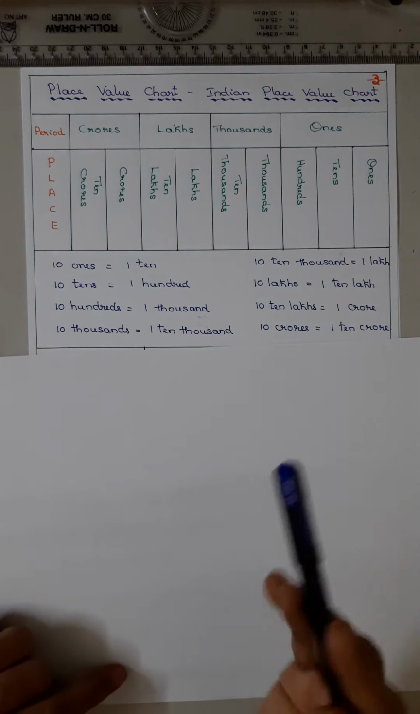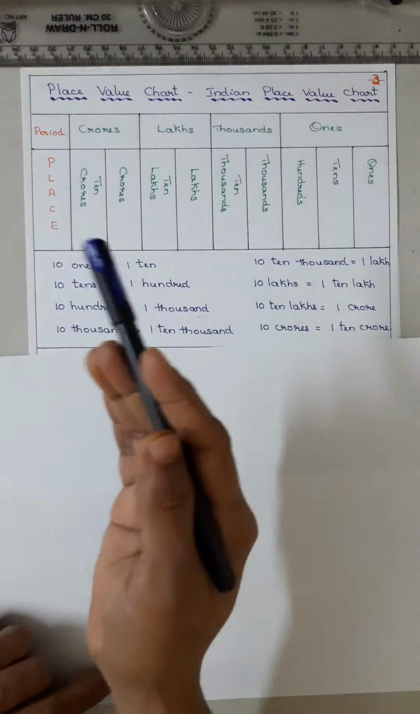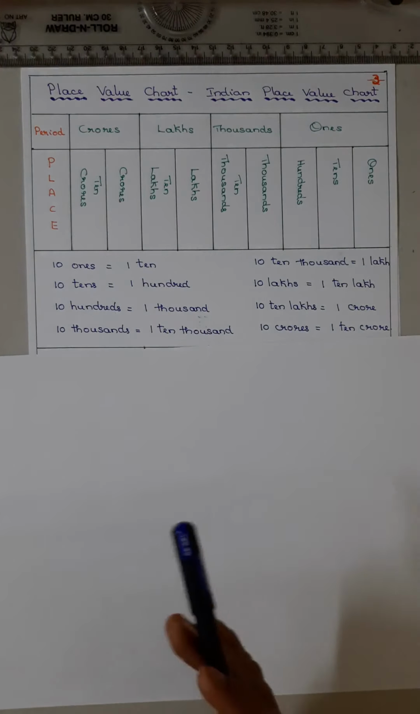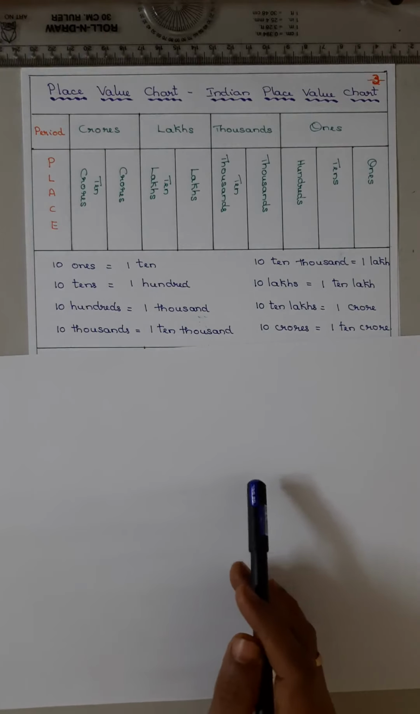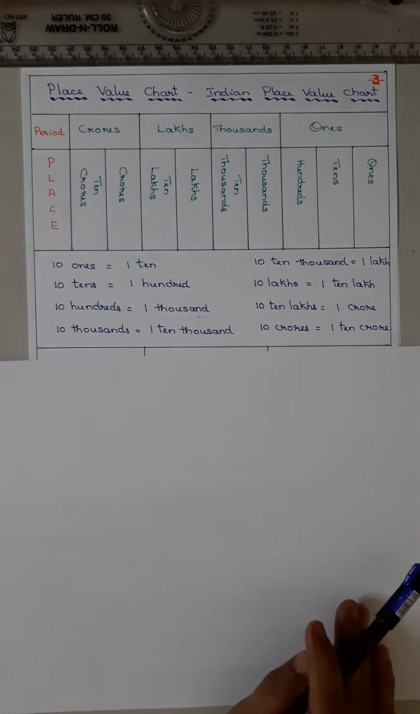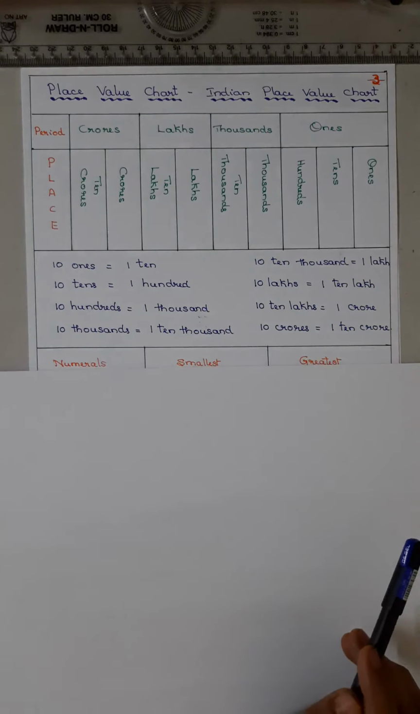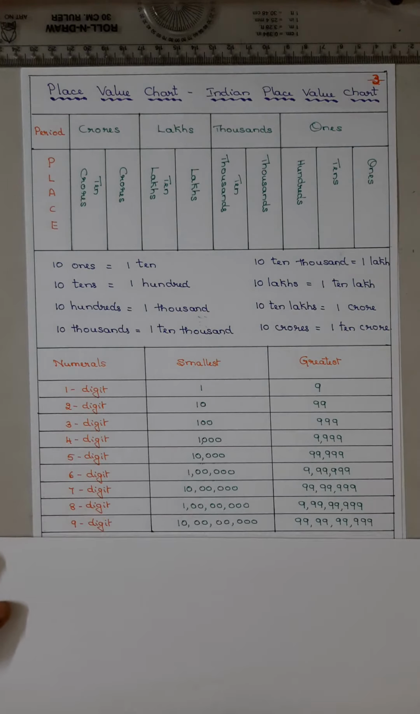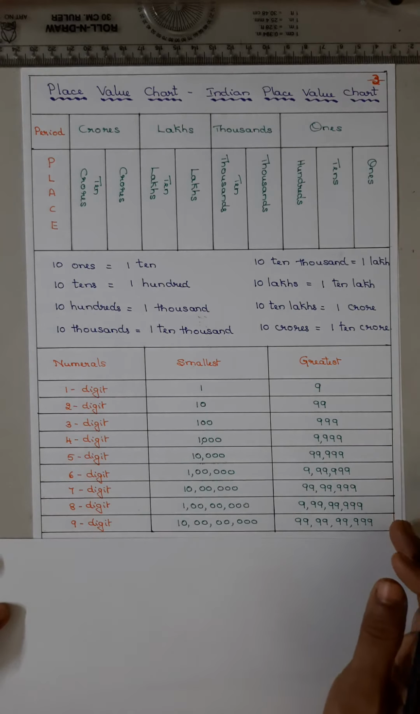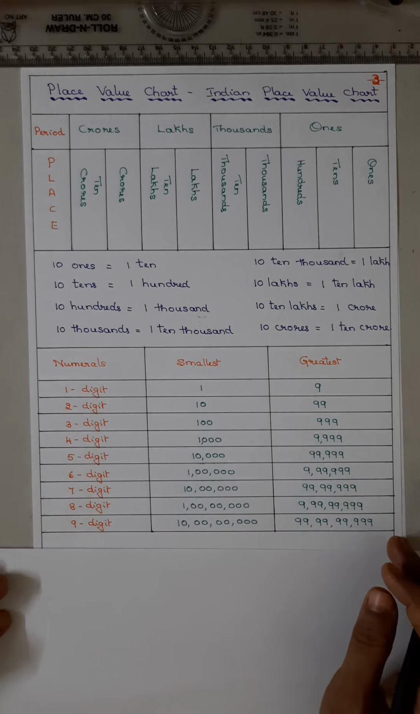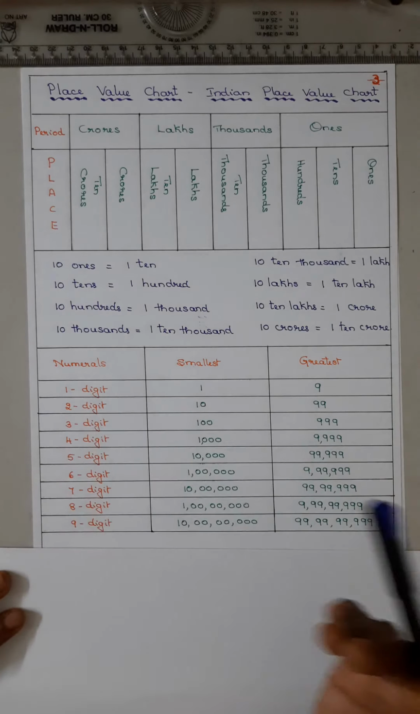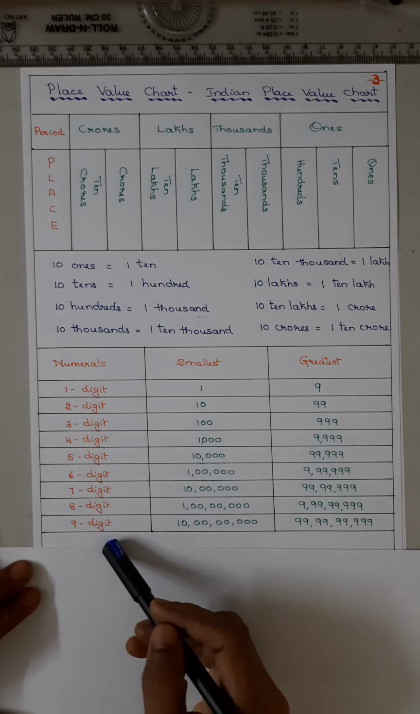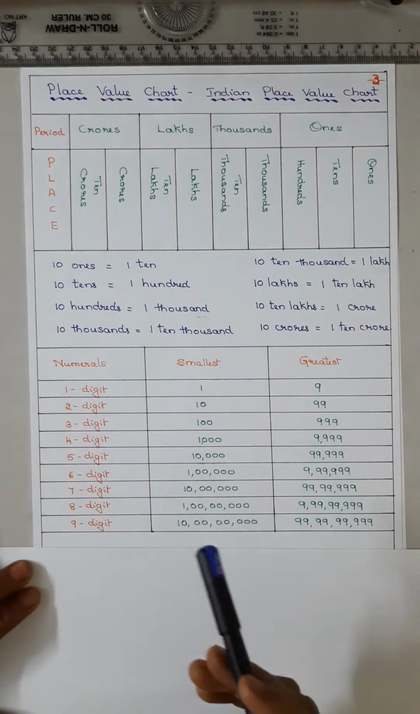That means it increases 10 times, isn't it? It goes on increasing 10 times in each level. So that is the relation between the different places. Now coming to the numerals, the smallest and the greatest numeral. The smaller ones you know already, but now we have studied up to 9 digits.